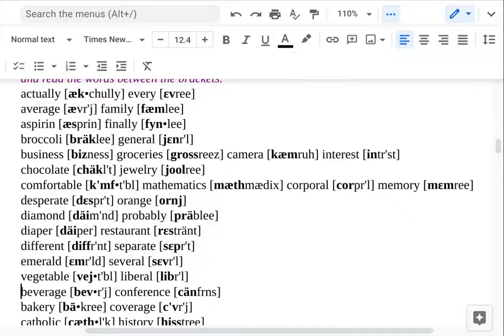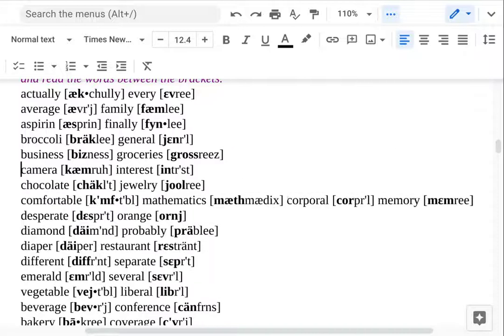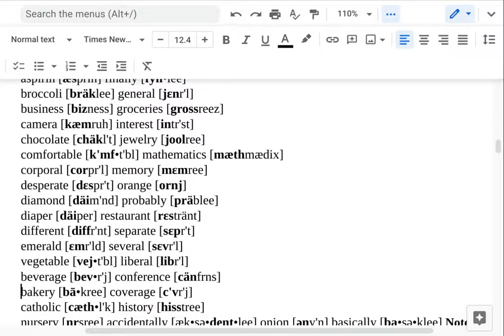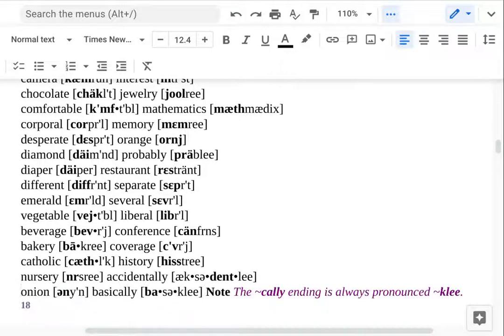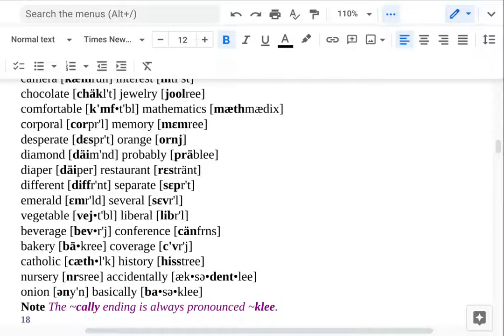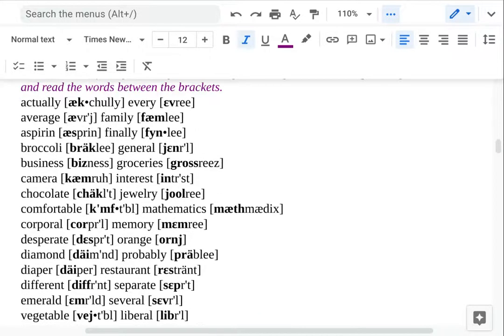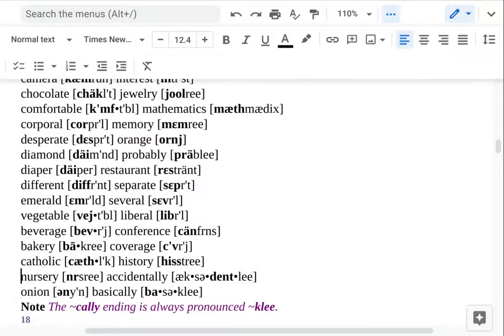Actually, average, aspirin, broccoli, business, camera, chocolate, comfortable, corporal, desperate, diamond, diaper, different, emerald, vegetable, beverage, bakery, Catholic, nursery, onion, every, family, finally, general, groceries, interest, jewelry, mathematics, memory, orange, probably, restaurant, separate, several, liberal, conference, coverage, history, accidentally, basically.